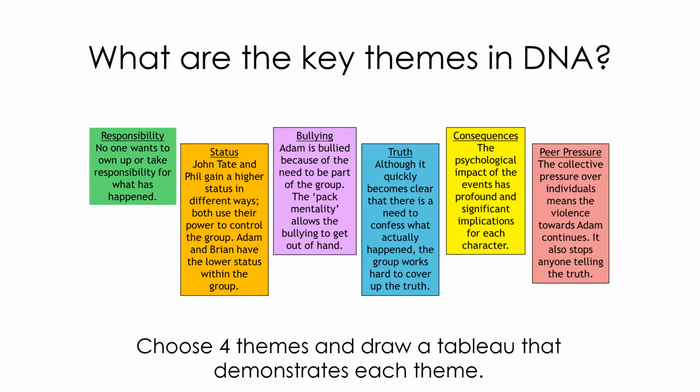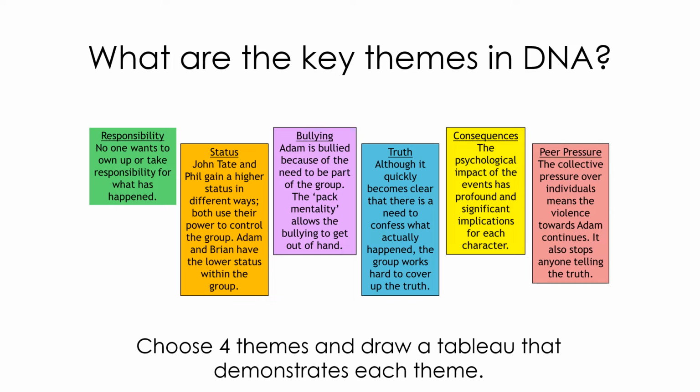But what I would like you to do is to try and think about how you can demonstrate each of these themes in a tableau. So I personally would draw 4 boxes on my page, and then inside of each of those boxes I'd draw a tableau, just a quick sketch of some characters on a stage that explores one of those themes. As an example, I might think about status, and I might think about how I could use levels to demonstrate the status of John Tate or Phil, perhaps. Maybe they would be stood up while other characters were kind of cowering or sat down, and that would show their status over the other characters.